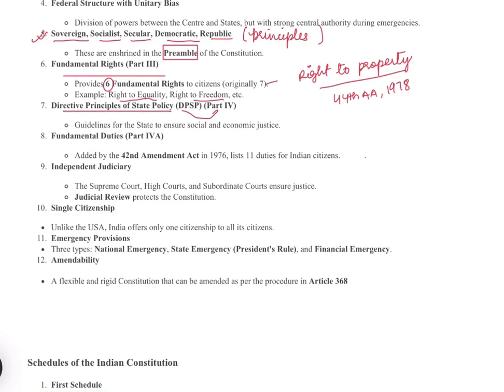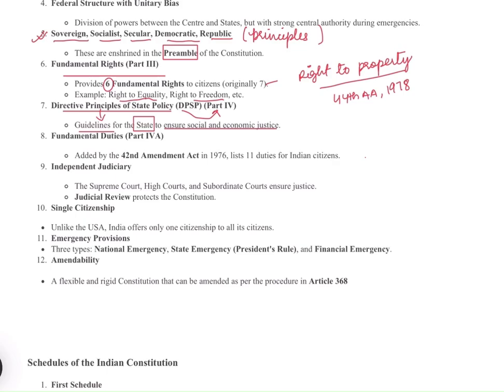Next one comes directive principles of state policy. It is given under Part 4, and it is nothing but a set of guidelines for the state. It is not for the citizens but for the state, to ensure social and economic justice.